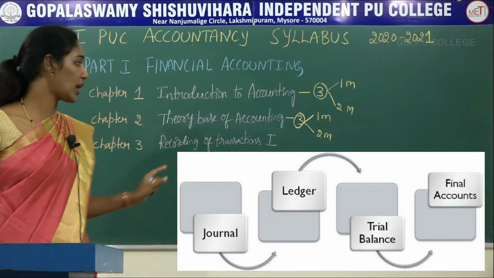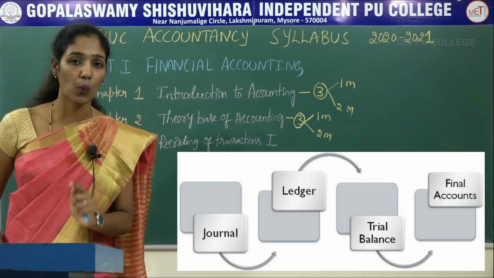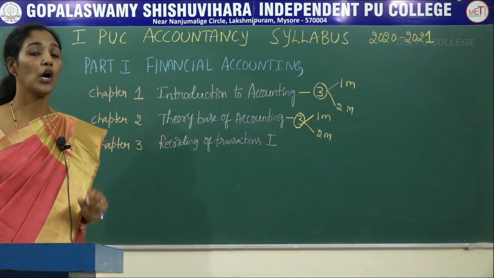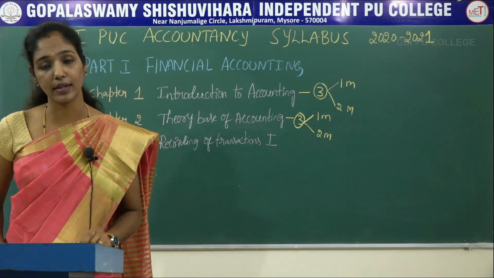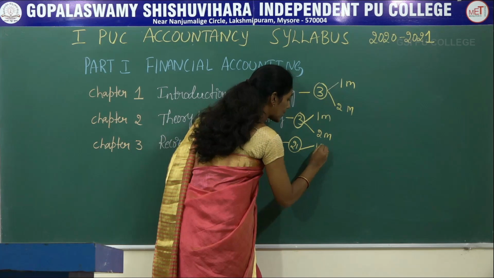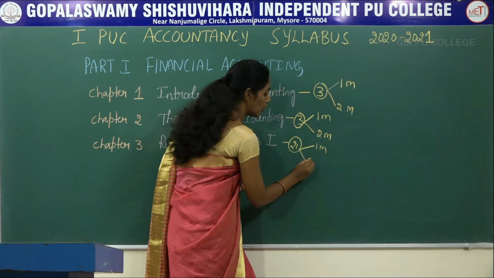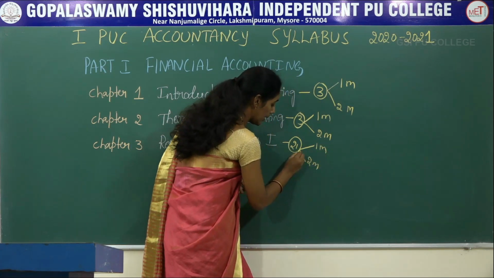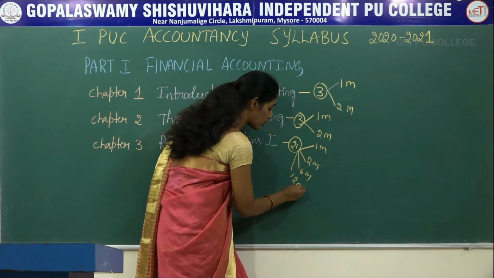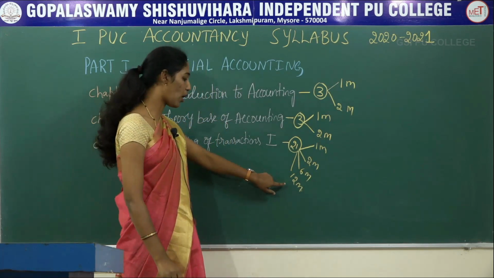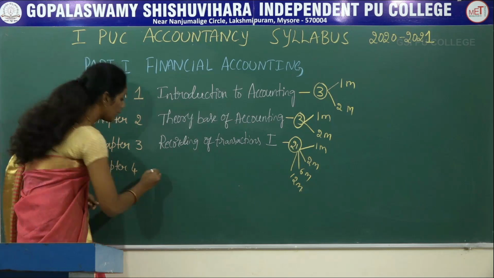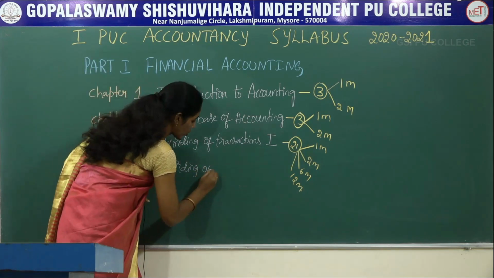In this chapter, you can expect a 12-mark question from the journal topic. For this chapter, a total of 21 marks is allotted. Out of 21 marks, you can expect a 1 mark question, a 2 mark question, a 6 mark question, and a 12 mark question. Here you are going to solve a 12-mark problem from the journal topic. Next, chapter 4, Recording of Transactions 2.